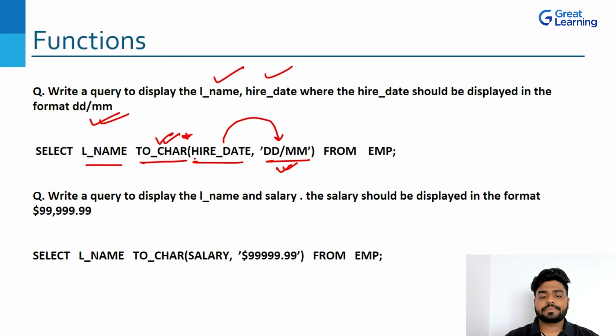So TO_CHAR. Okay. Let's say there's a number. Write a query to display lname and salary. The salary should be displayed in the format of $99,999.99. What is this? Salary, you already know that's a number. Now I want to represent it as a character because I have a dollar sign here. Can you see? And a dollar sign can't be counted in a number. So we are changing it to character, so we are using TO_CHAR. Right? So whenever you want to change from one particular data type to another, you use TO_CHAR, TO_NUMBER, TO_DATE. We use all these things when we want to change from one data type to another.